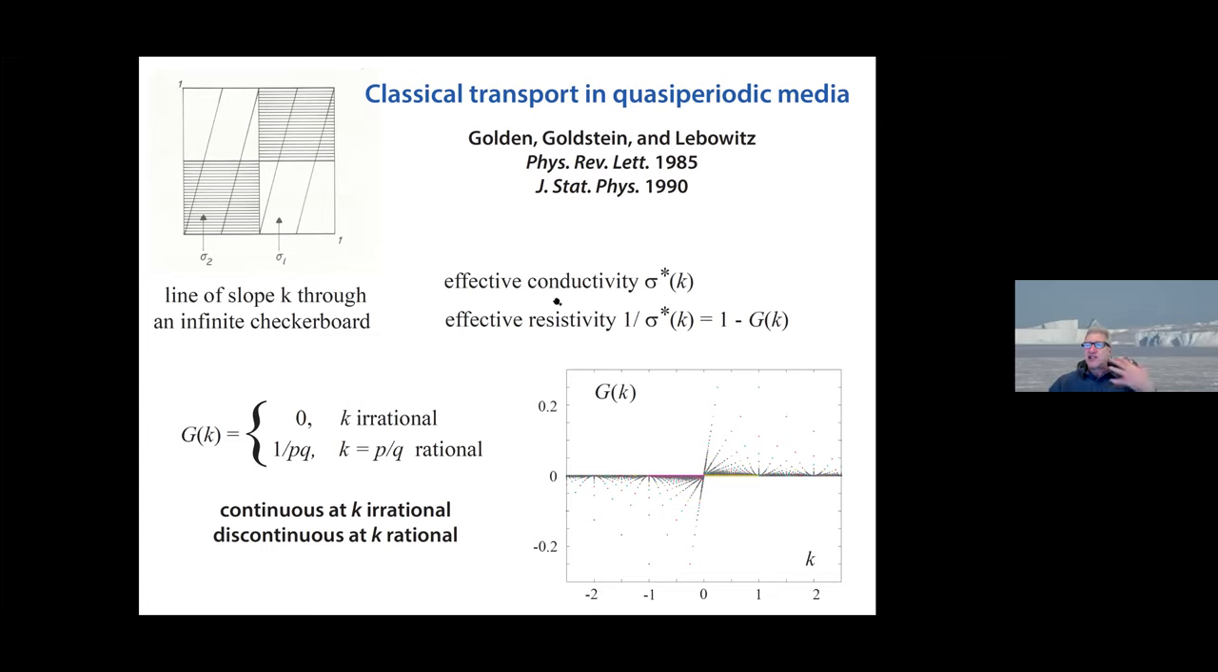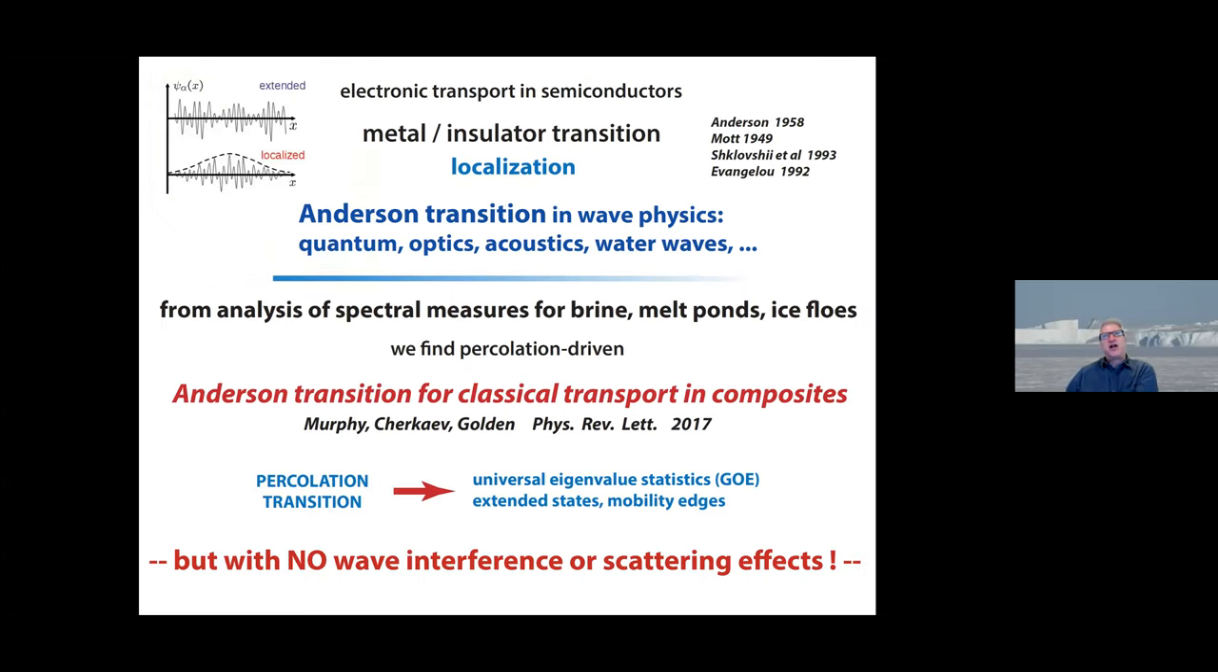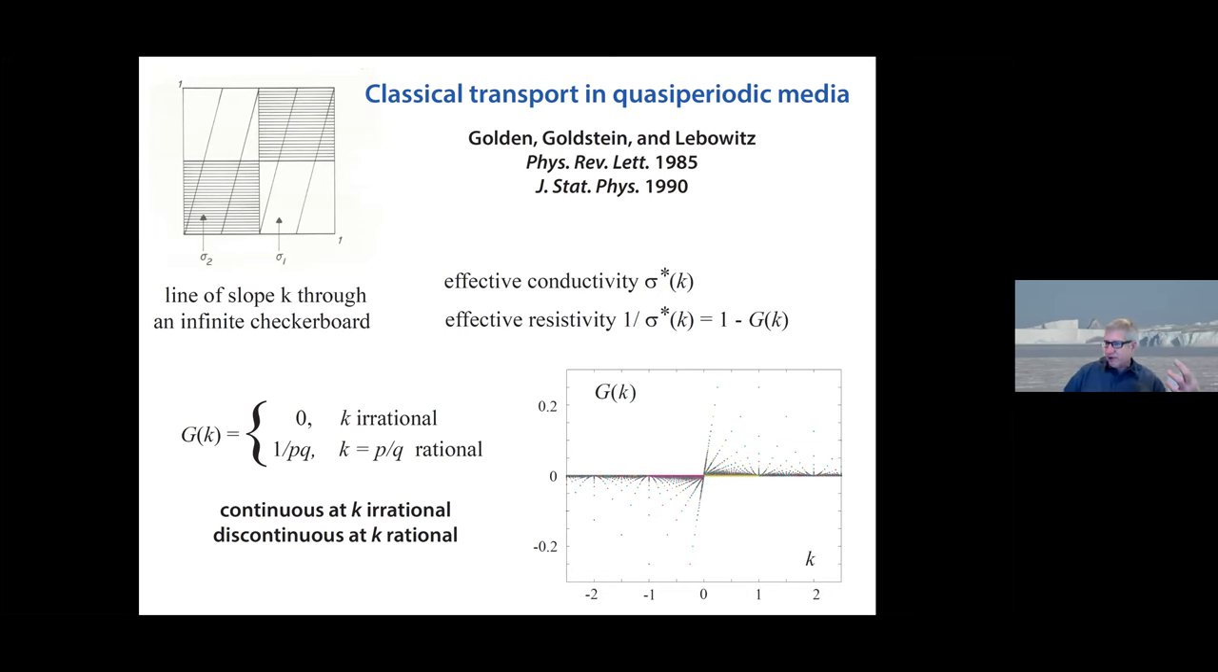And so we looked at classical transport, like the effective conductivity for something like 3 plus cosine x plus cosine kx, or a two-phase material in one dimension specified by a line of slope k through an infinite checkerboard. What we found is that the effective conductivity is continuous at k irrational, but discontinuous at k rational. In other words, this is like a graph of the homogenized parameter. So there's all kinds of weird stuff going on in this interplay between periodicity, rational k, and quasi-periodicity. So then, going back to all this amazing random matrix theory, I thought there's gotta be something interesting here. And lo and behold, there really was.